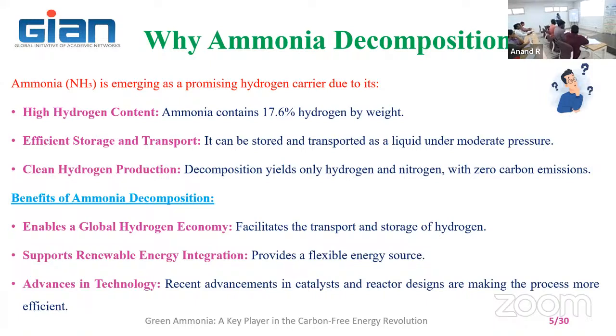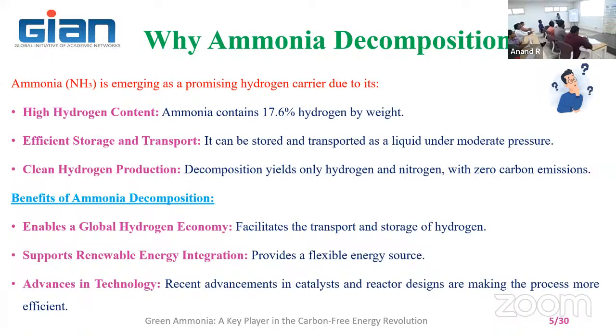Clean hydrogen production: decomposition yields only hydrogen and nitrogen, with zero carbon emissions. But what is the mode of energy input you are going to provide to break the ammonia into nitrogen and hydrogen? If you are taking the energy from the grid, then it is not zero carbon emissions. Only if the energy input you provide into the reactor to break ammonia into nitrogen and hydrogen comes through a green route can we claim zero carbon emissions.